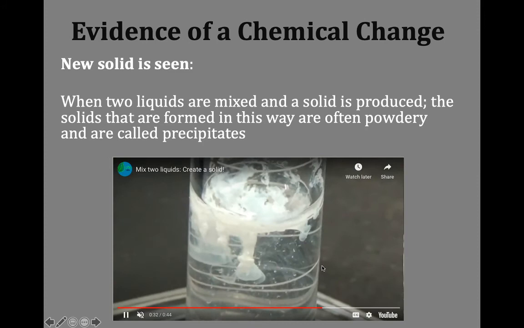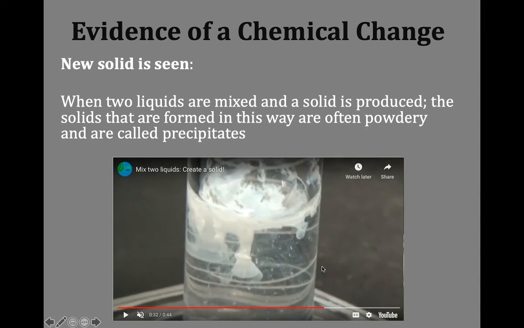This white solid is what we call the precipitate. So if you have two liquids mixing together and a solid is produced, then you have a precipitate, which is this evidence of a chemical change. So again, it has to be two liquids. Moving on.